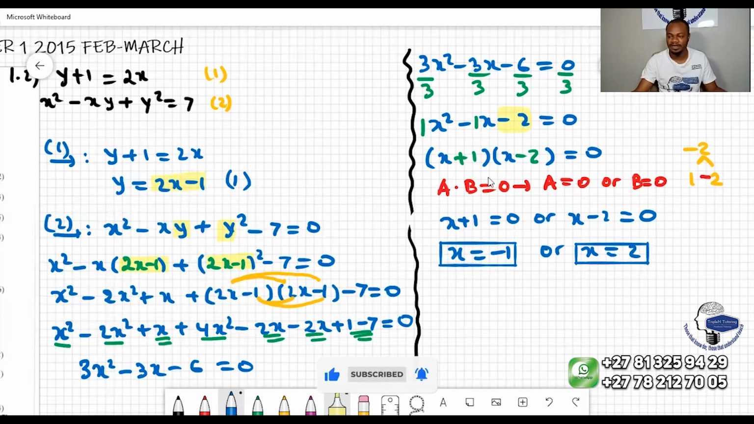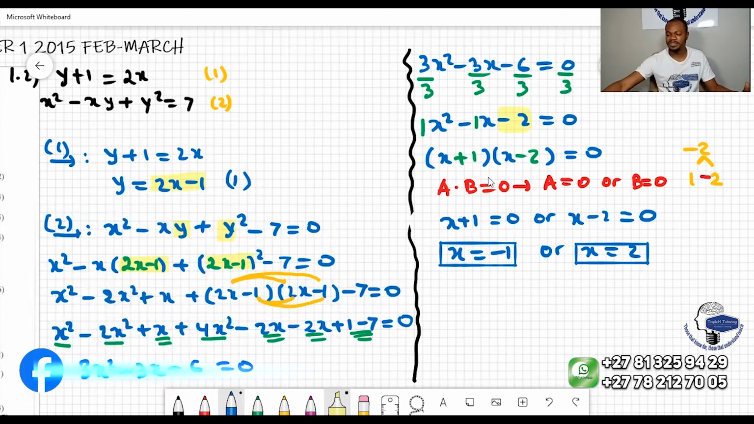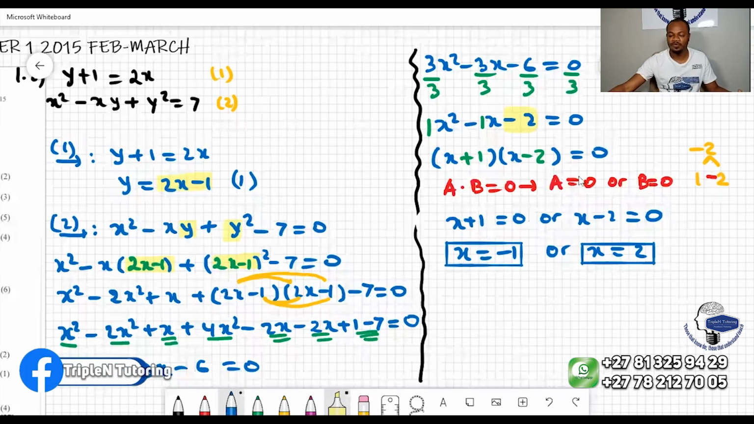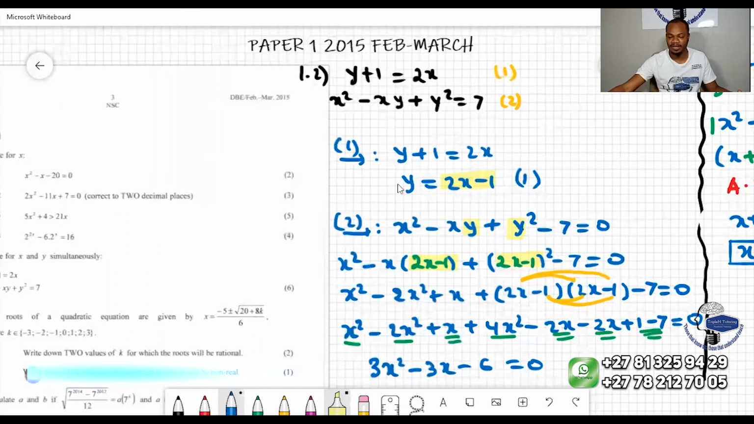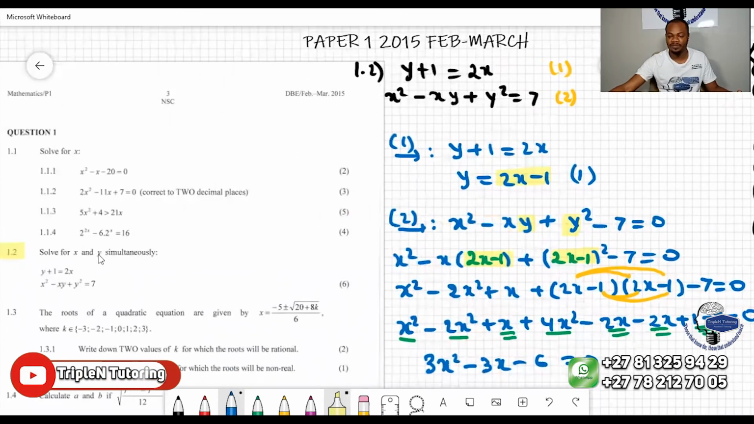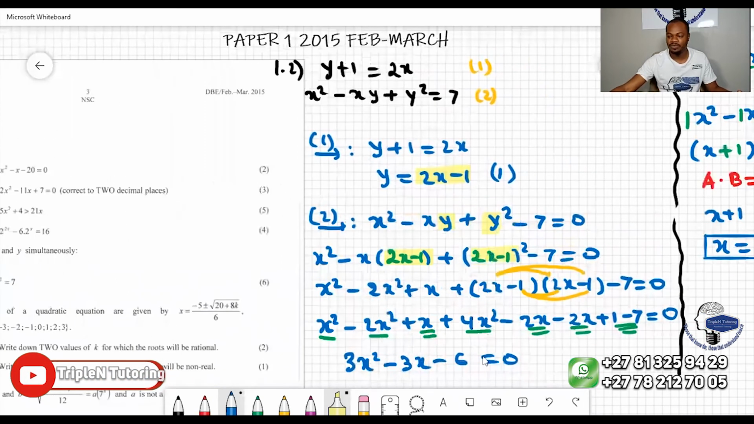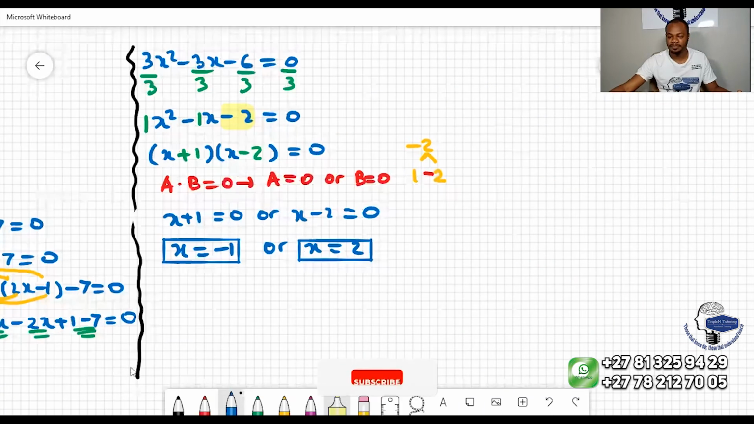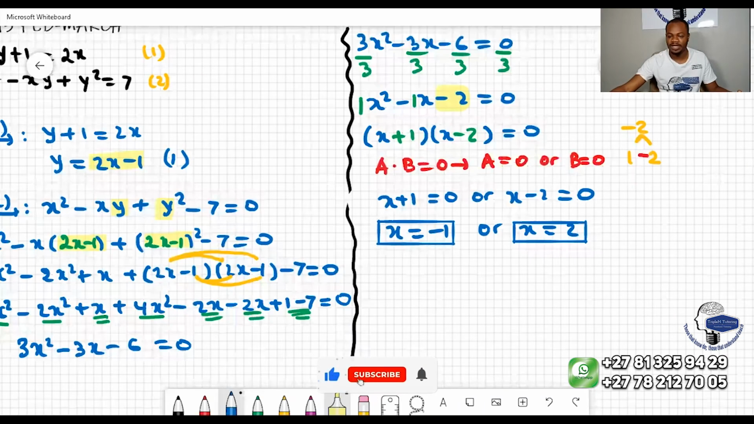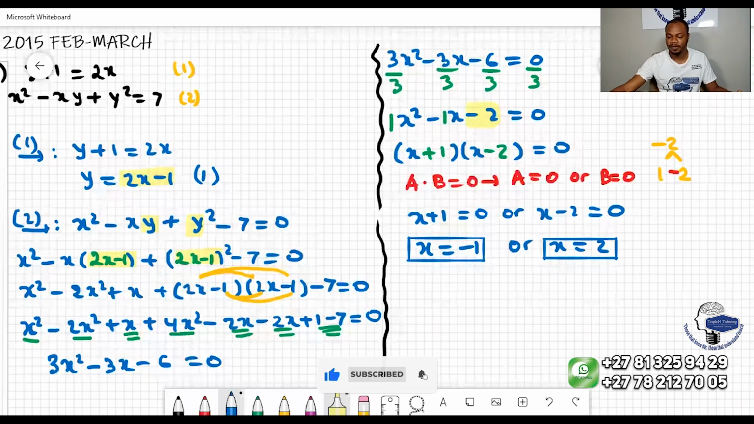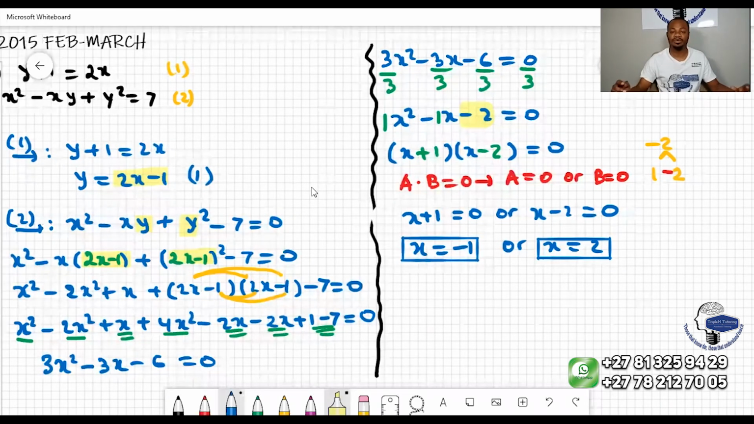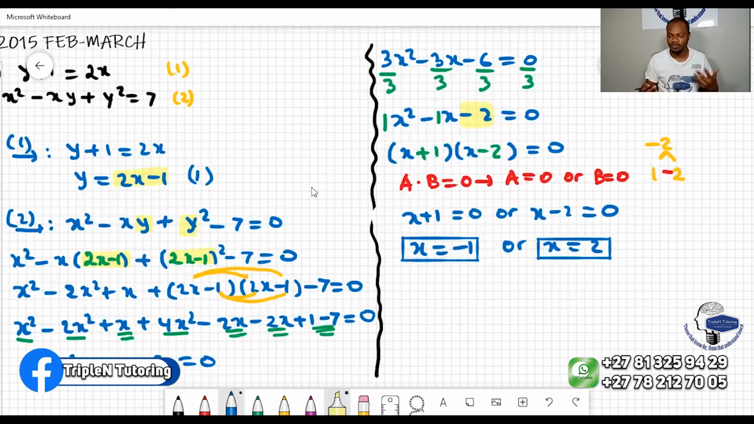No, we are not done. It's a common mistake. Usually students stop here, but you don't stop here because the question says solve for x and y simultaneously. So we have x and y. After we find the values of x, we need to substitute them in any of the equations to find the corresponding y value.